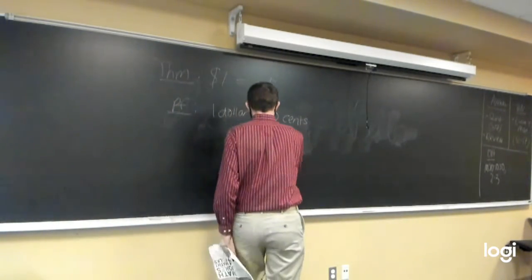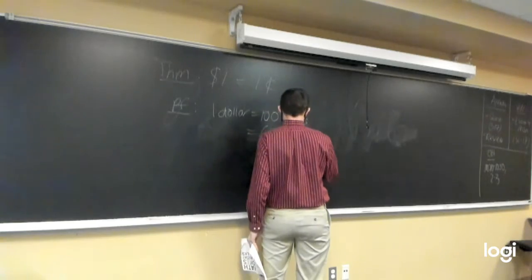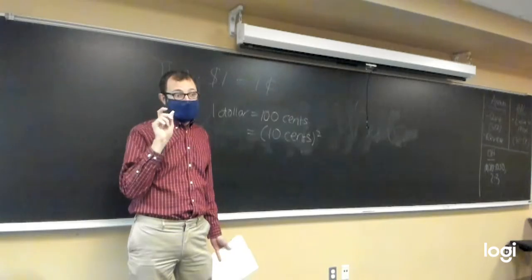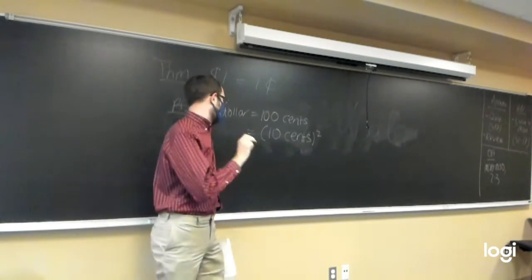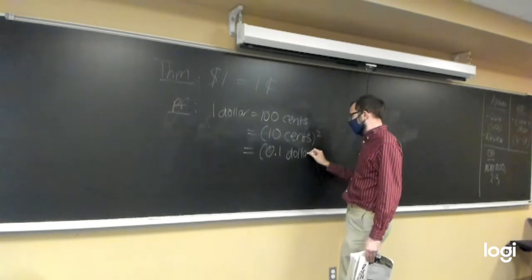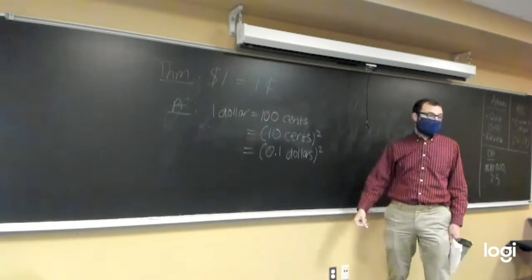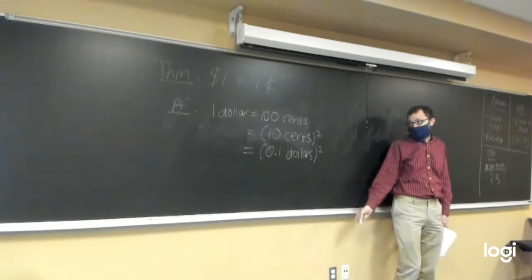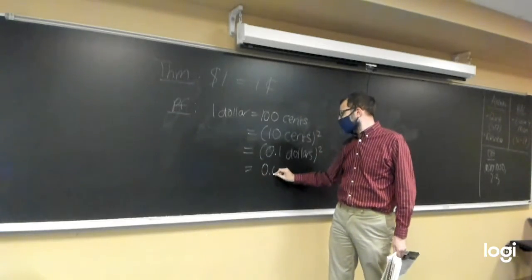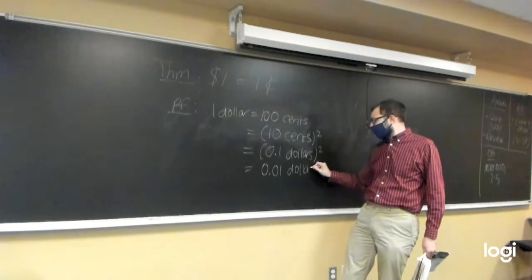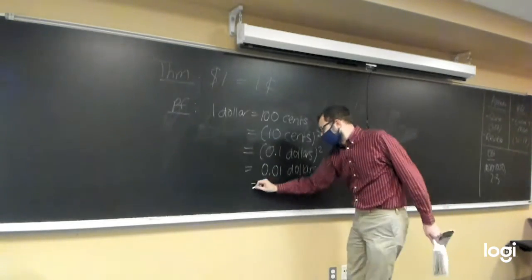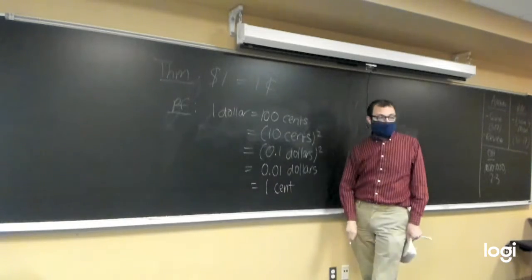And 100 cents is going to be equal to 10 cents squared, since 10 squared is 100. But 10 cents, that is a dime. And a dime makes up exactly $0.1. So we can swap out the 10 cents with $0.1. And if we take $0.1 and square it, we are going to get $0.01. But this is just 100th of a dollar, and what's the 100th of a dollar? That's going to be 1 cent.